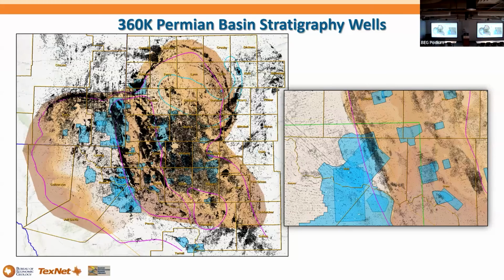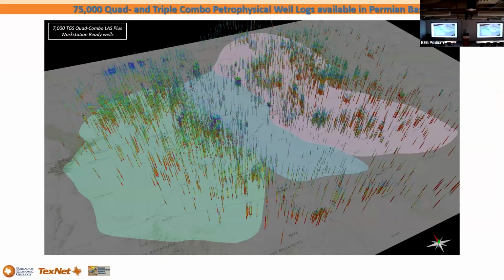So to build this giant model, we have collected about 360,000 Permian Basin wells that contain any sort of stratigraphic information. We have access, in our collaboration with TexNet, to about 75,000 wells that are of petrophysical well quality, so a minimum of a triple combo or a quad combo. What you see right here is a picture of all of the highest quality quad combo LAS wells that we have available in the Permian Basin. Looking from left, we see the Delaware Basin, the Central Basin Platform, and the Midland Basin.